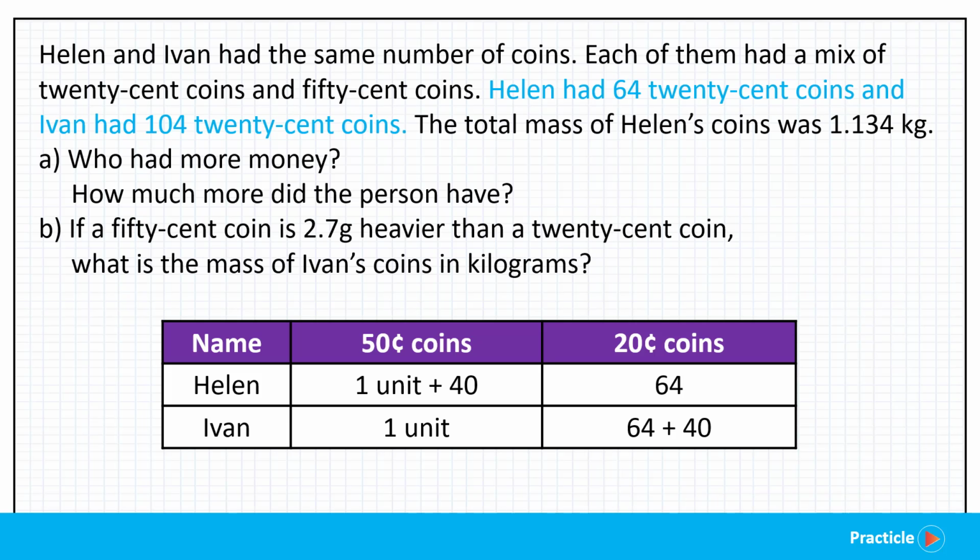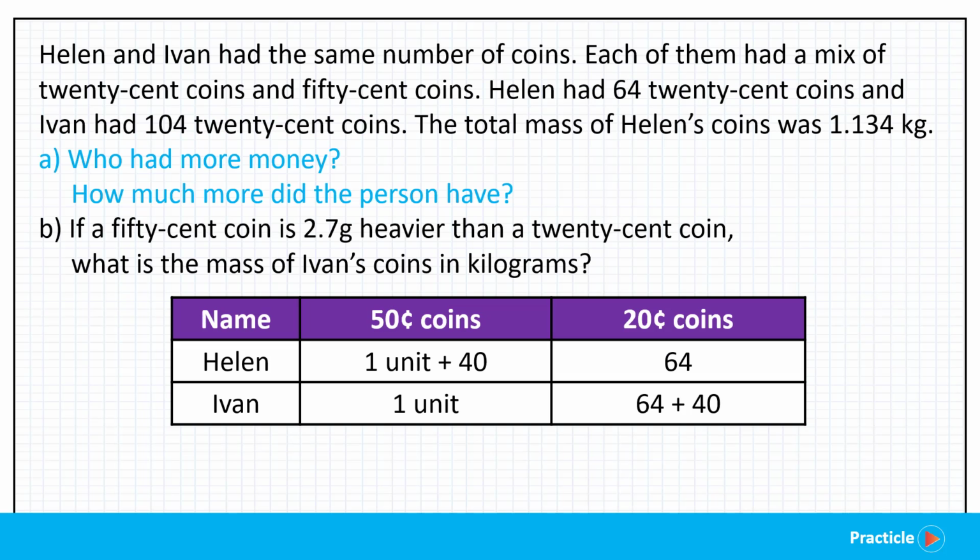Great. Now that we got everything we need in this table, we are going to read the question and see what we are supposed to solve. Who had more money? And how much more did the person have? To answer this question, let's look at our table, okay? Looking at our table, what can we tell? Can you see that when we compare the number of 50-cent coins between Helen and Ivan, the total value of coins for this part is going to be the same, since the number is the same, but Helen has this extra of 40 coins, right? When we compare the number of 20-cent coins between them, what else do you notice?